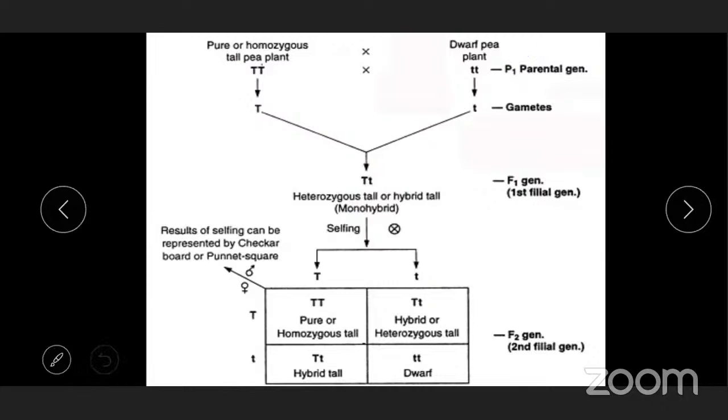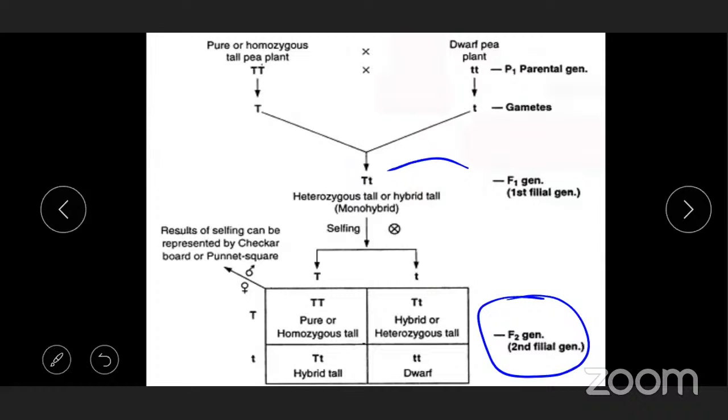Okay, students. He self-pollinated the tall plant developed in the F1 generation. So what proportions are developed in the next generation? That is the F2 generation. In the F2 generation, four types of plants will be produced.